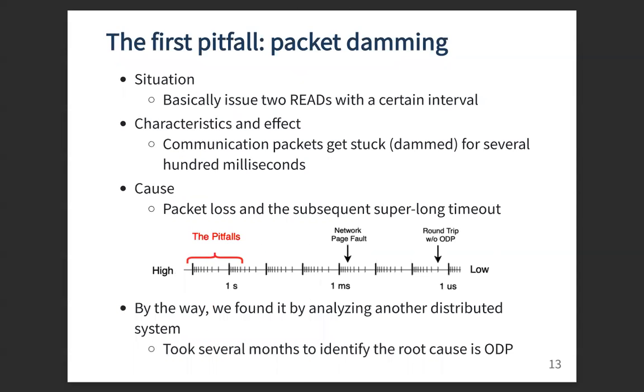This is the overview of the first pitfall, called packet damming. This pitfall basically happens when we issue two RDMA read operations at a certain interval. The characteristic of this pitfall is that the packet gets stuck for several hundred milliseconds, and we found that the root causes are packet loss and a subsequent super long timeout. By the way, we found it by analyzing another distributed system, and we took several months to identify that the root cause is ODP.